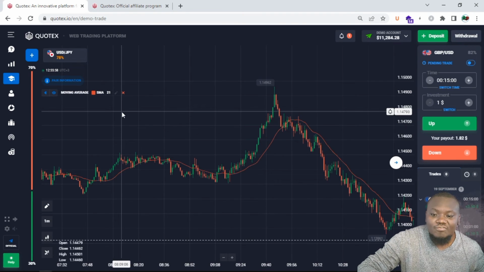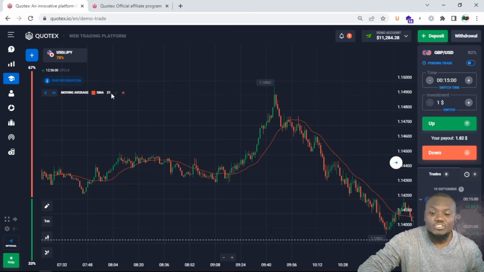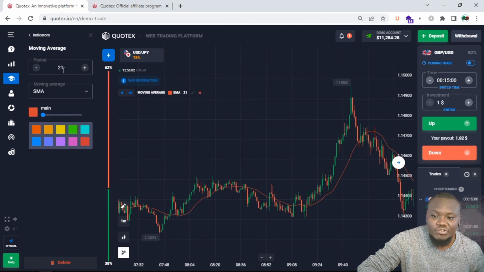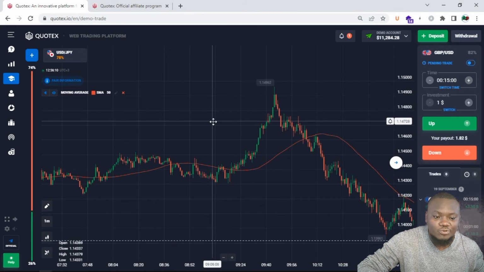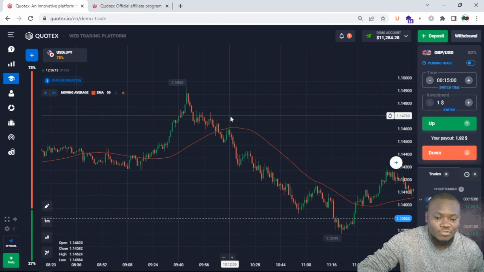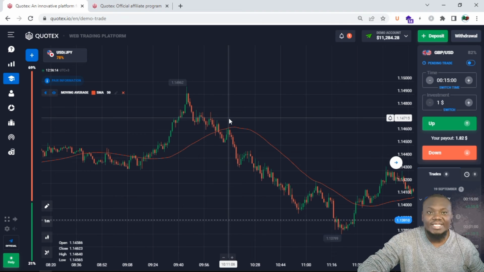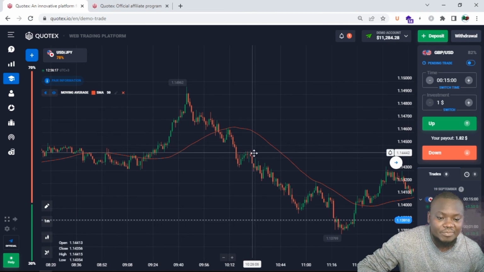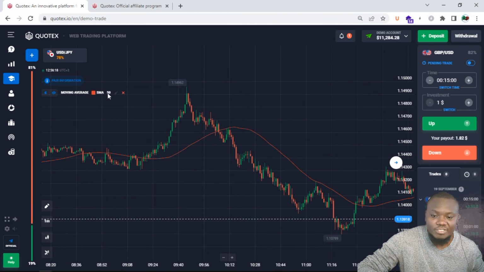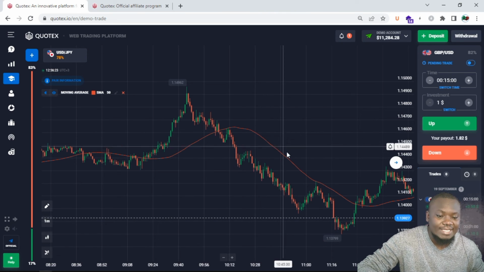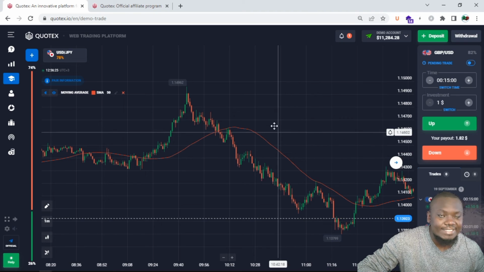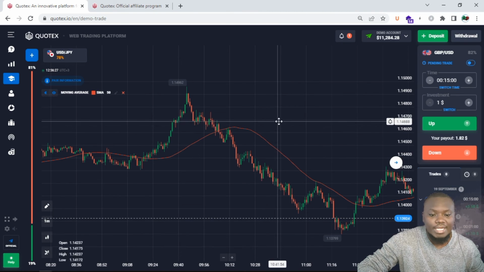For SMA, if you want to get more accurate signals, you'll need to click on the edit button and change these to a higher period. You can do period 50, you can do period 21, and you will notice that the higher you go on those periods, the fewer signals you'll get and the more accurate they will be. For example, if we set period 50, you see that price is moving away from the moving average and we are getting fewer signals, yet these signals are more accurate.